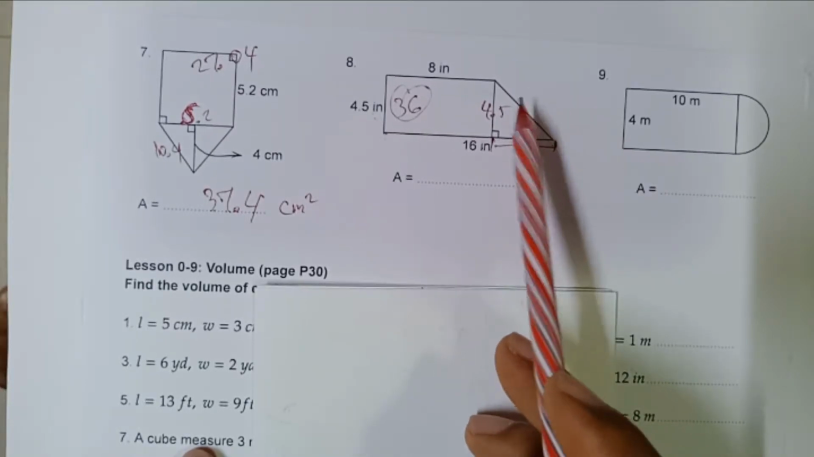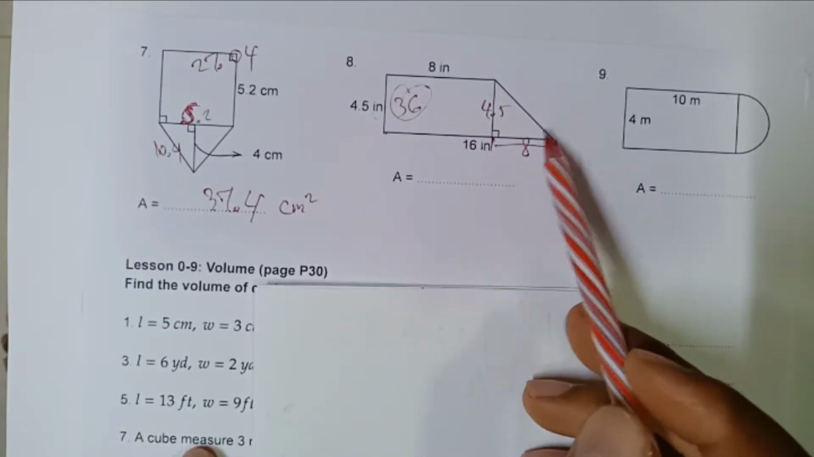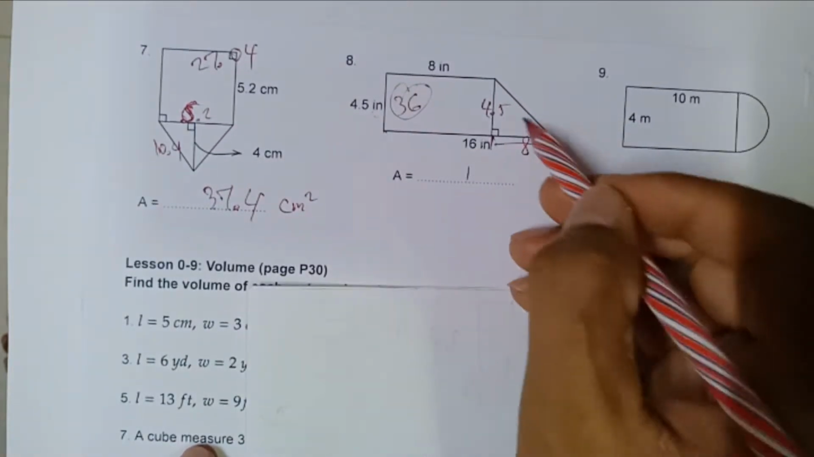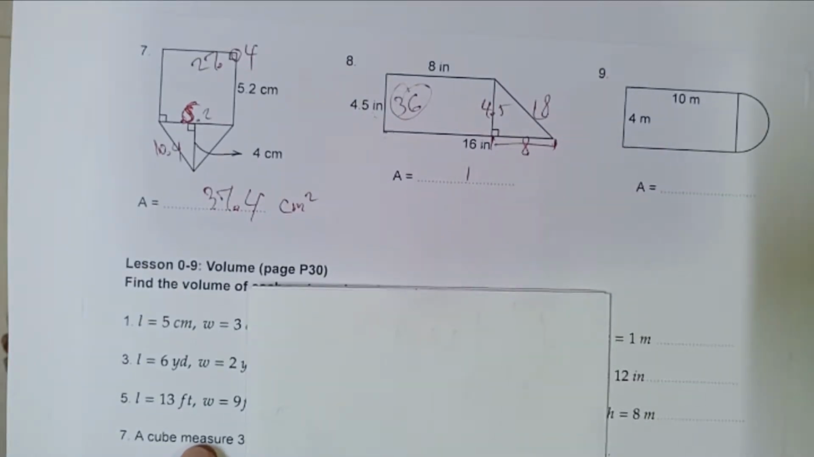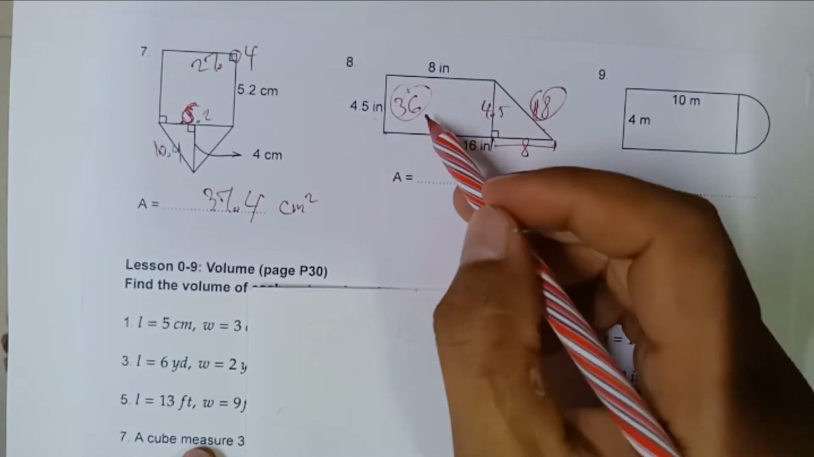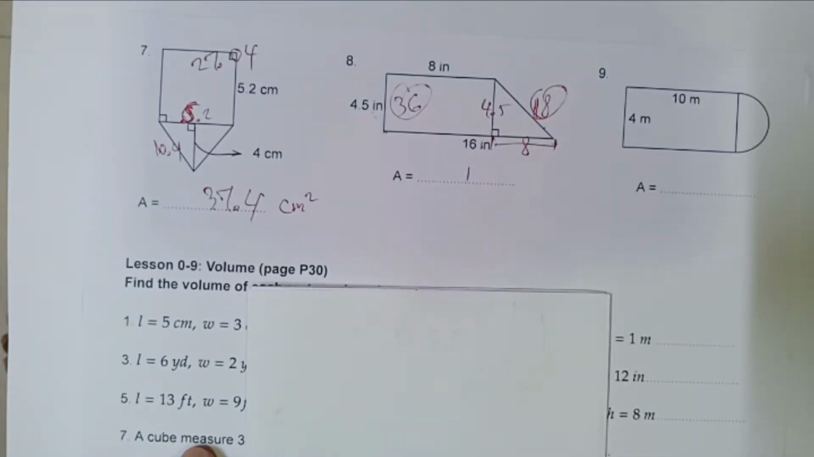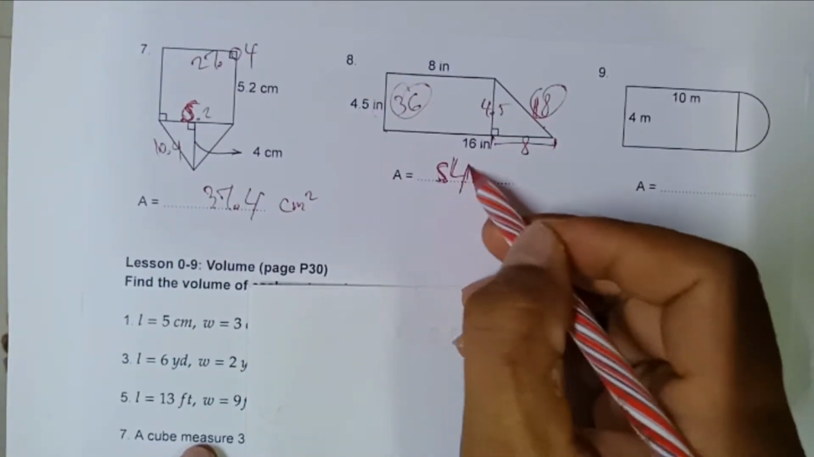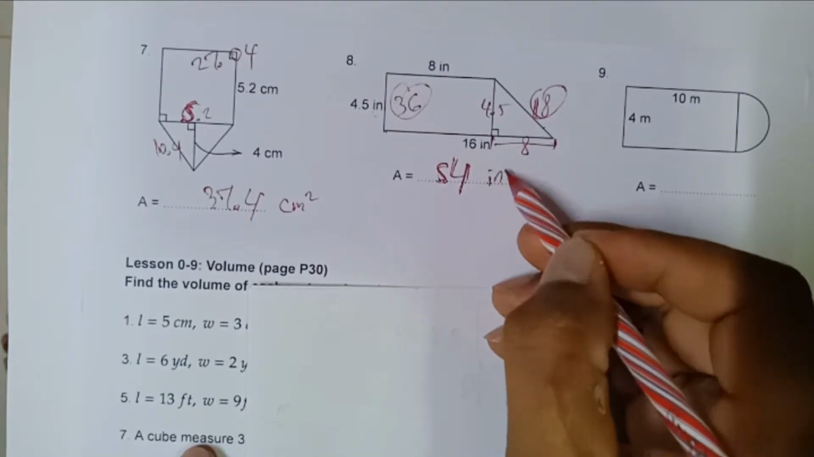So the area of the triangle is base times the height divided by 2. So you have 8 times 4.5, and then you divide by 2. That will give you 18. So 18 for the area of the triangle plus 36 for the area of the rectangle, 18 plus 36 gives you 54. This is in square inches.